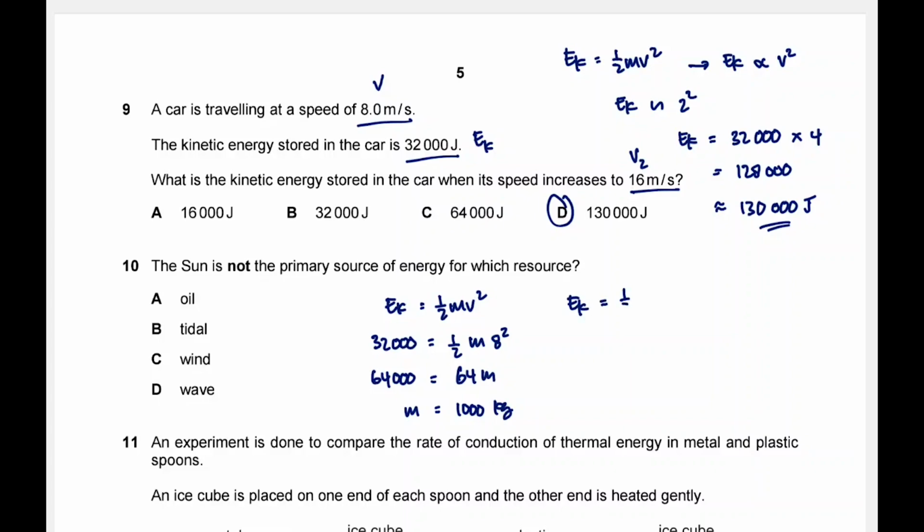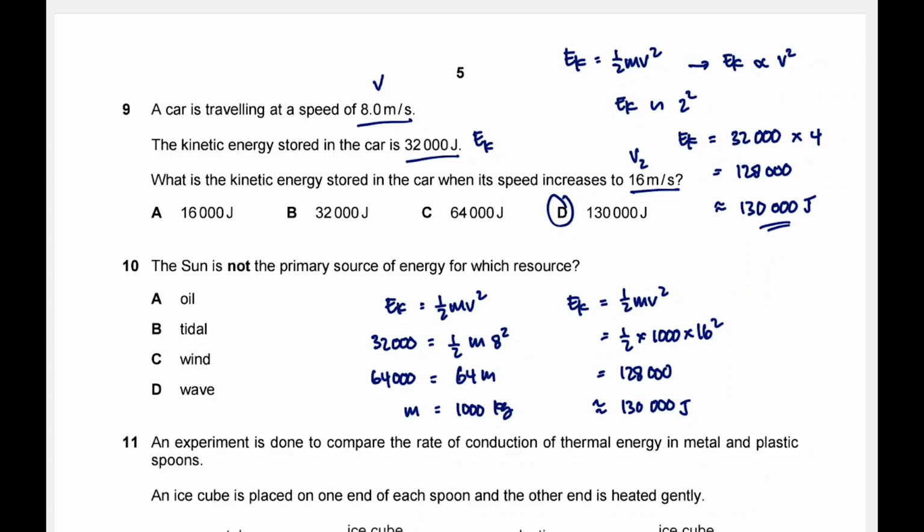After you find the mass, you can use the mass to find the final kinetic energy. So now, using the same formula, half times 1000, but now the speed is 16 squared. Half times 1000 times 16 squared equals 128,000, which is the same as our answer before. To two significant figures, it's 130,000 joules. Same answer, D. You can choose whichever is convenient to you.